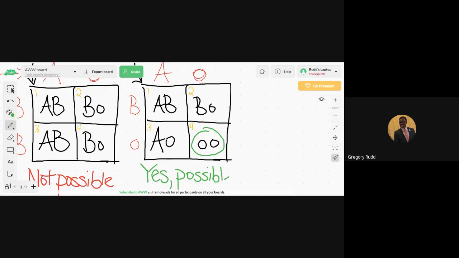Now, the interesting thing here that you all maybe can see is that if a person with AO blood type has a baby with a person with BO blood type, their baby could potentially be any of the 4 blood types. They could be AB, they could be B, they could be A, or they could be O. So that's kind of interesting. But in this case, yes, we learned that it is possible.